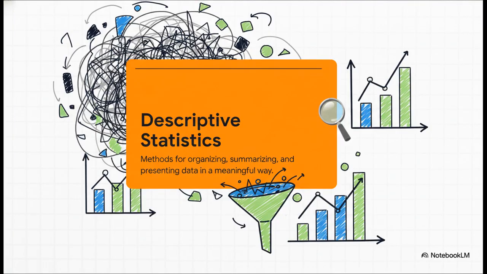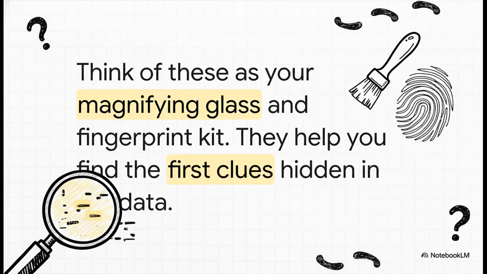So what does that actually mean? Well, descriptive statistics are basically the fundamental methods we use to bring order to chaos. They let us take these huge mountains of data, summarize them into just a few key numbers, and then present what we found in a way that's actually meaningful to someone. To stick with our detective theme here, you can think of these tools as your magnifying glass and your fingerprint kit. Now, they're not going to solve the whole mystery on their own, but they are absolutely essential for finding those first, crucial clues that are buried deep down in the data.